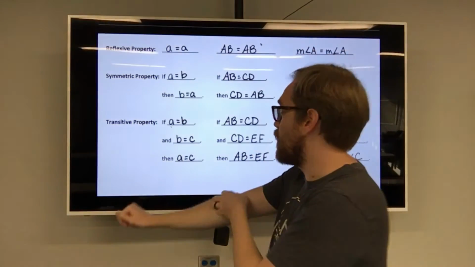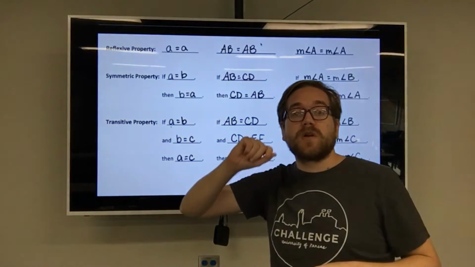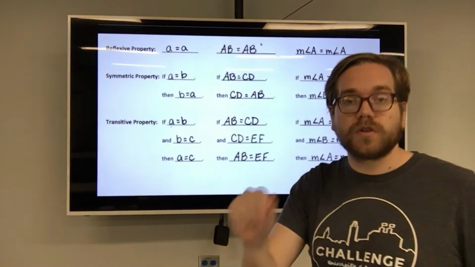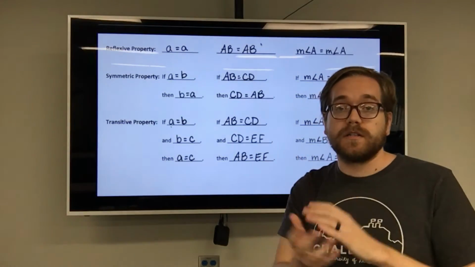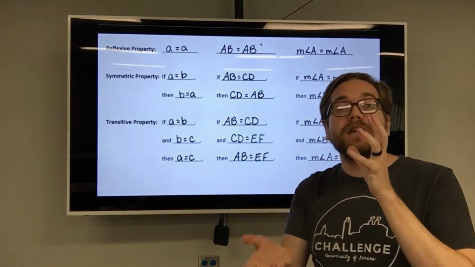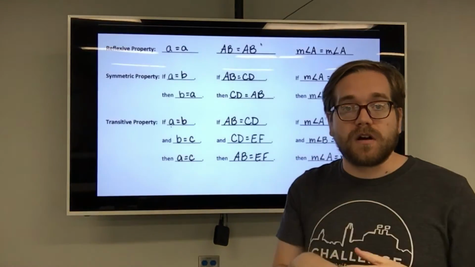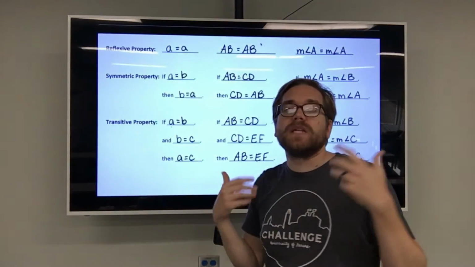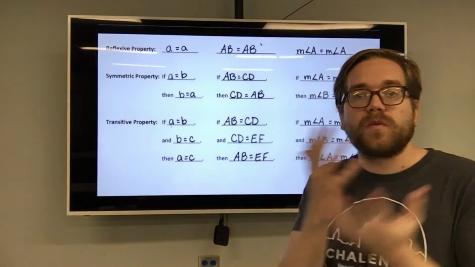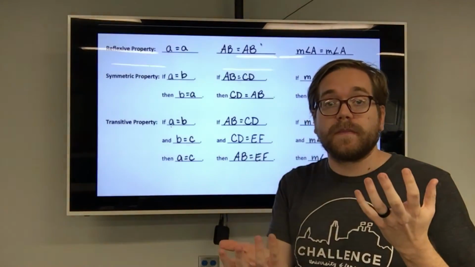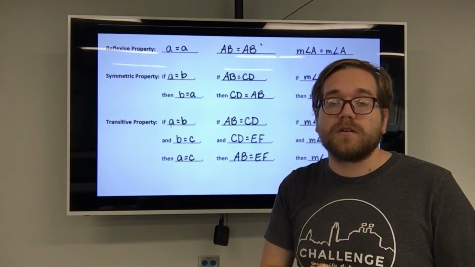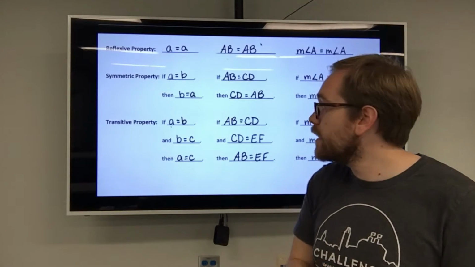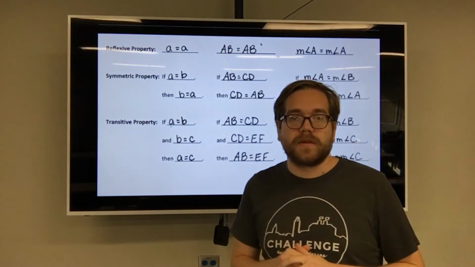Next is the symmetric property. The symmetric property says that if we have two terms or two quantities equal to each other, then it doesn't matter which side of the equal sign they're on. They're still going to be equal. So if A is equal to B, then B is equal to A. I can switch them around because they're symmetrical, and it still works. The equality still holds.